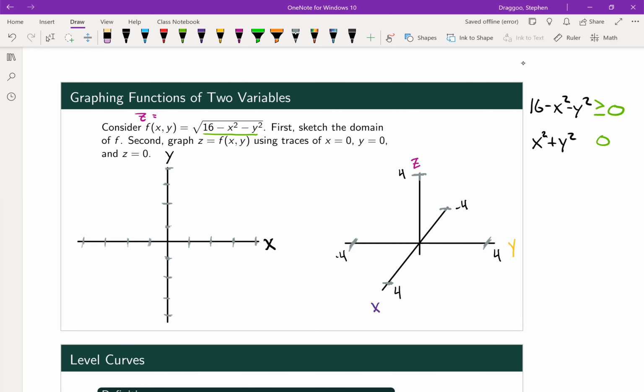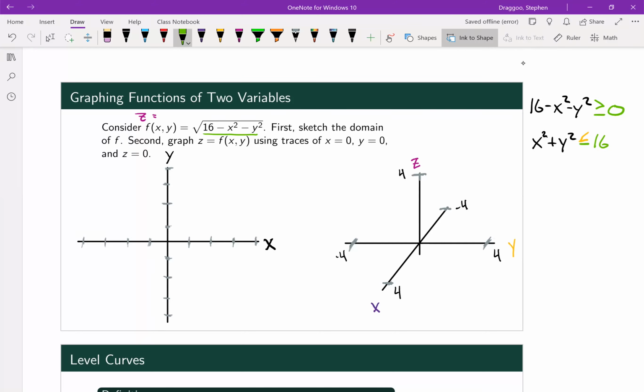Less than or equal to 0. Oh wait, no, that's not less than or equal to 0. That's less than or equal to 16. There we go. Something seemed off about that. So we have a circle of radius 4.